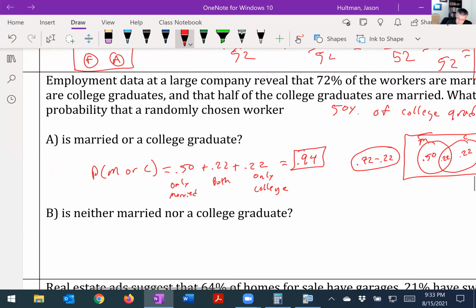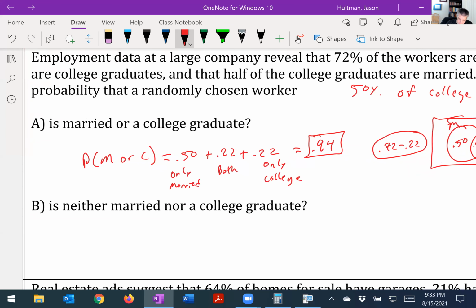Okay, so the next problem here is what's the probability of neither, we'll say not married or college. And that's 1 minus that 0.94, which is 0.06. So that's the probability that you're neither married nor a college graduate.